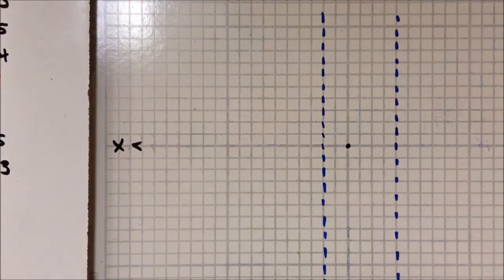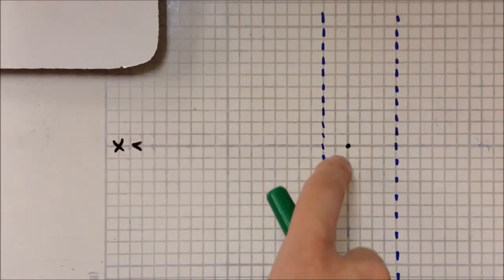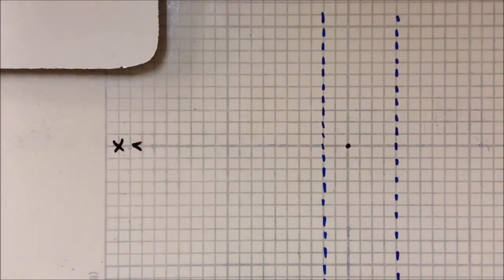Alright. Aside from that, we also have a horizontal asymptote. Our horizontal asymptote is y equals 0. So at y equals 0 is right here, horizontal asymptote.